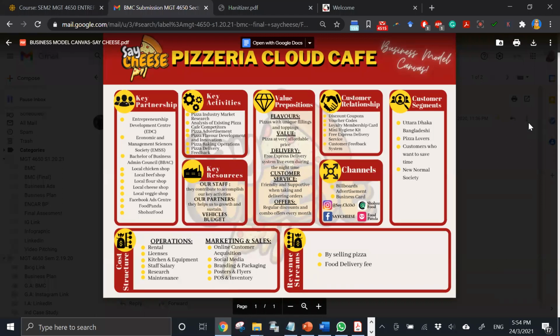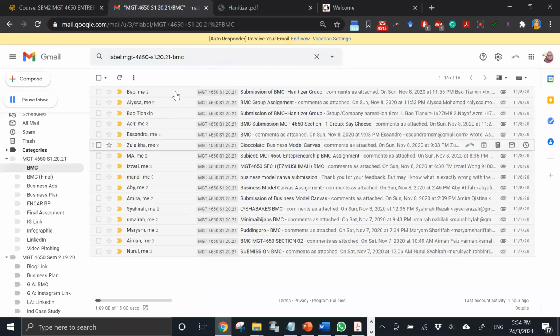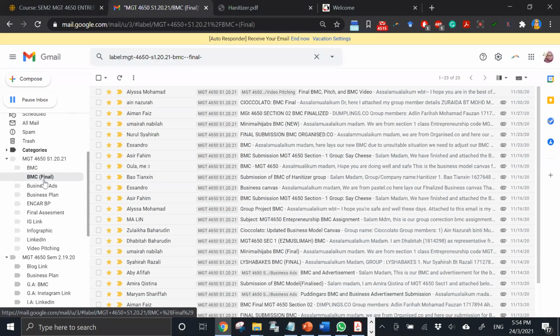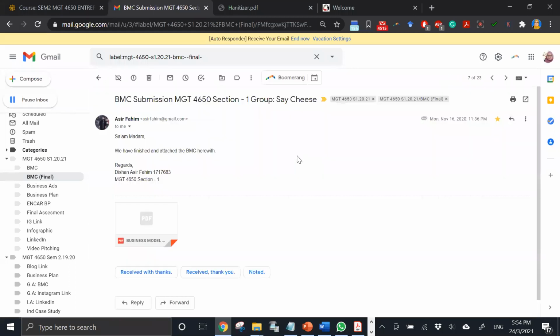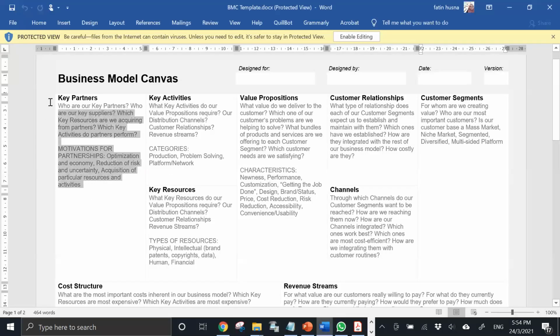What I would suggest is that you send me the BMC as a draft first. Like them, they sent the draft to me first. Once you get the comments from me, you change things here and there, and then you start to decorate your BMC like this. The draft is okay. If you want to put something here, you just delete this, put whatever here, and then give it to me through WhatsApp.